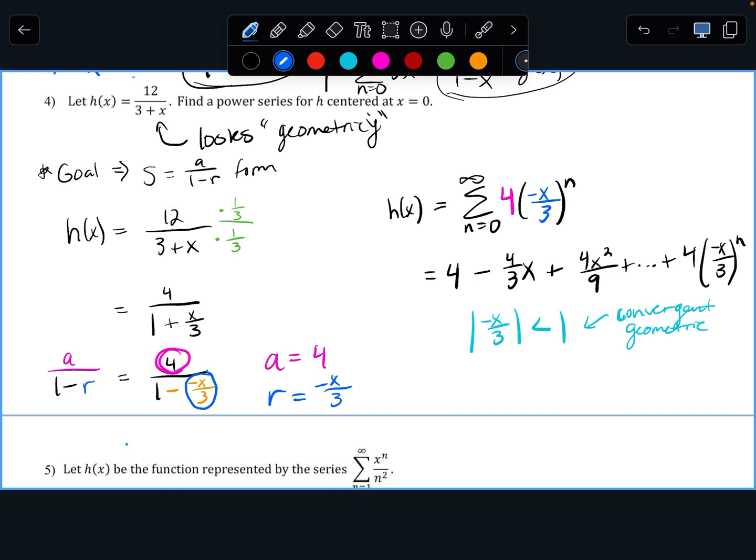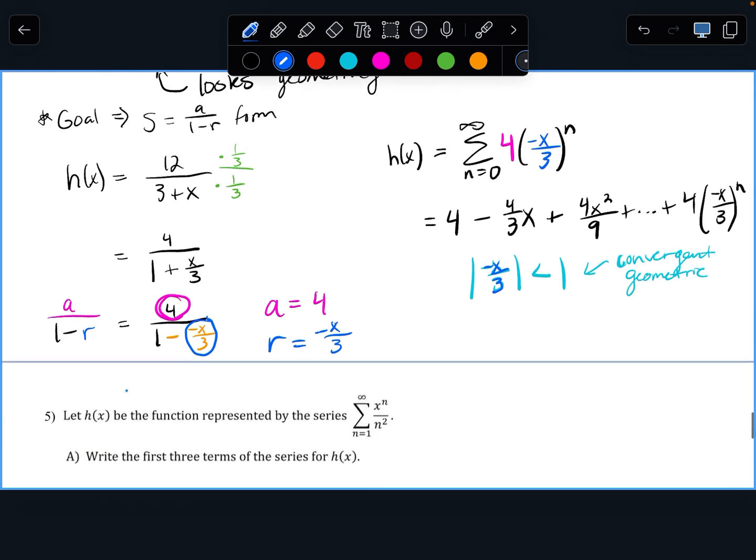Right? Because you would take the radius. Maybe I'll put this in the dark blue again. So pull that out of your brain real quick, okay? This is how you converge on a geometric series. So this series converges when you have -1 less than x over 3 less than 1. So between -3 and 3.